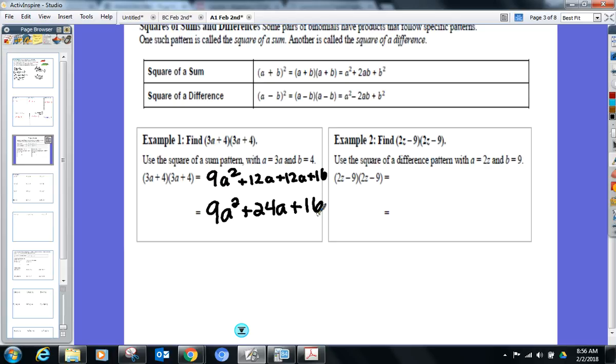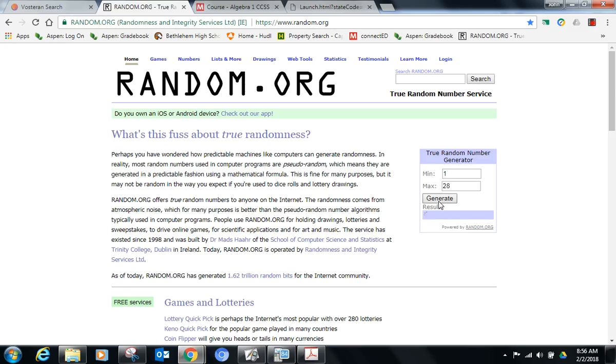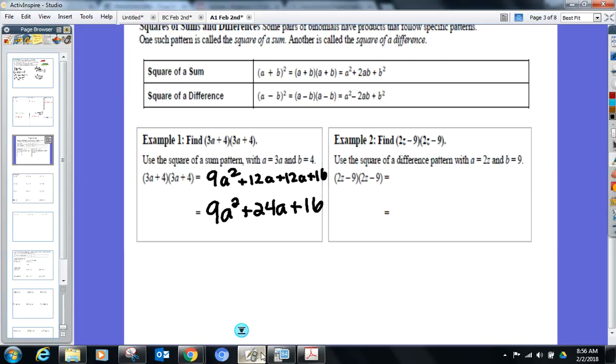All right, let's go. 2z minus 9, 2z minus 9. So again, I'm multiplying the same binomial by itself. Where do you want to start? Doing 2z times 2z. Yep, and keep distributing. And then for the 2z times 9, which is 18.